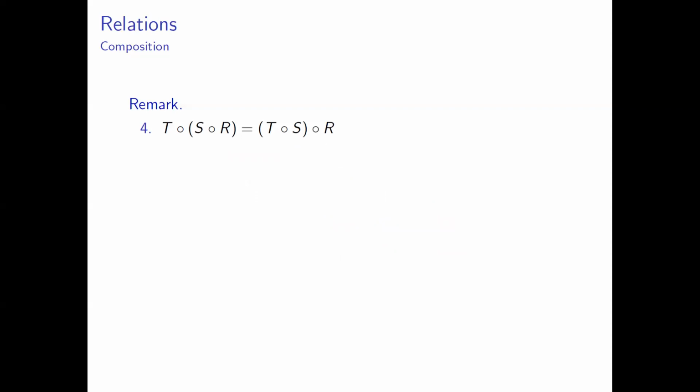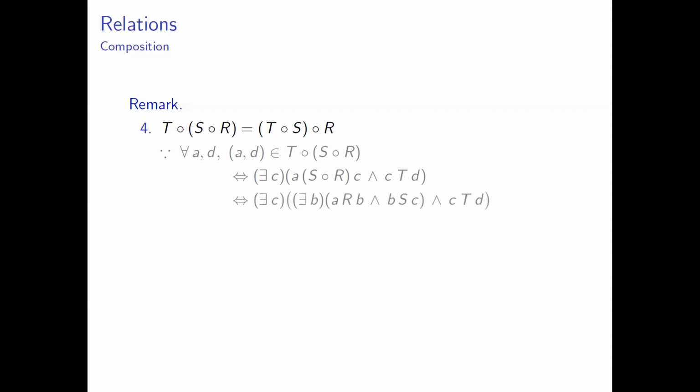The operation of composition is associative. That is, for any relations R, S, and T, the composition of T and SR is equal to the composition of TS and R. Indeed, for any ordered pair (a, d), (a, d) is an element of the composition of T and SR if and only if for some object c, a is related to c under SR and c is related to d under T. a is related to c under SR if and only if for some object b, a is related to b under R and b is related to c under S.